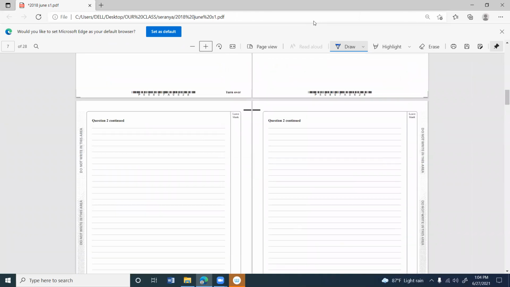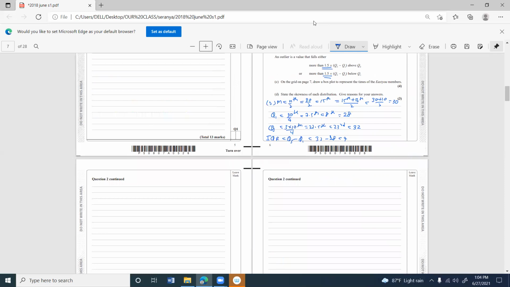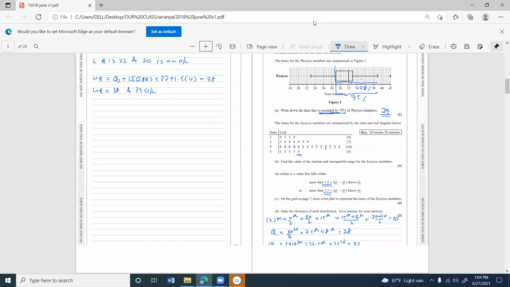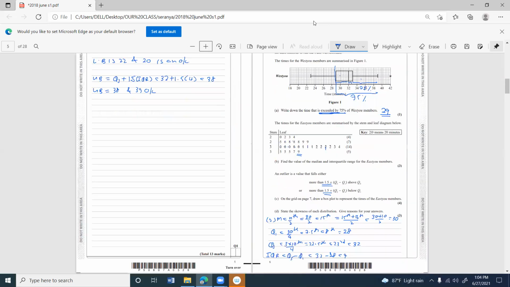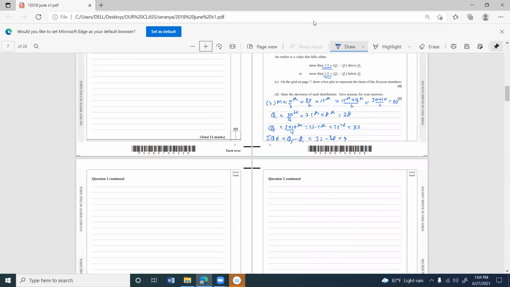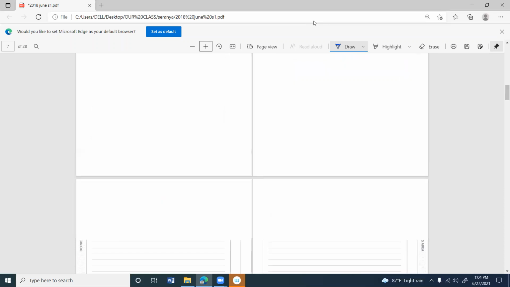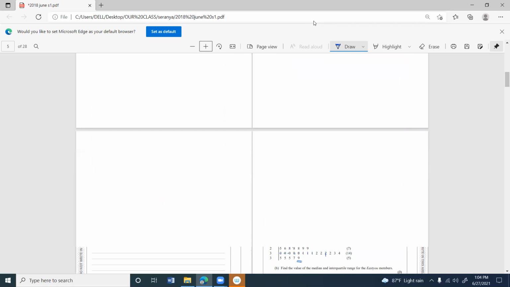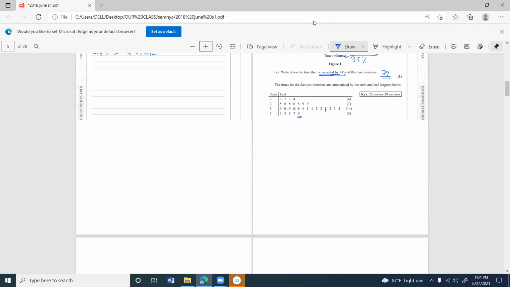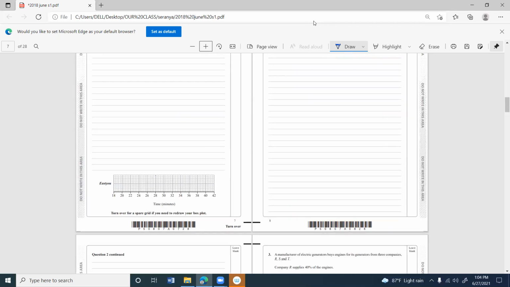Okay, then according to this one, the lower boundary is 22 and the upper boundary is 38. So I'll just mark it like this. Lower boundary is 22 and upper boundary is 38.